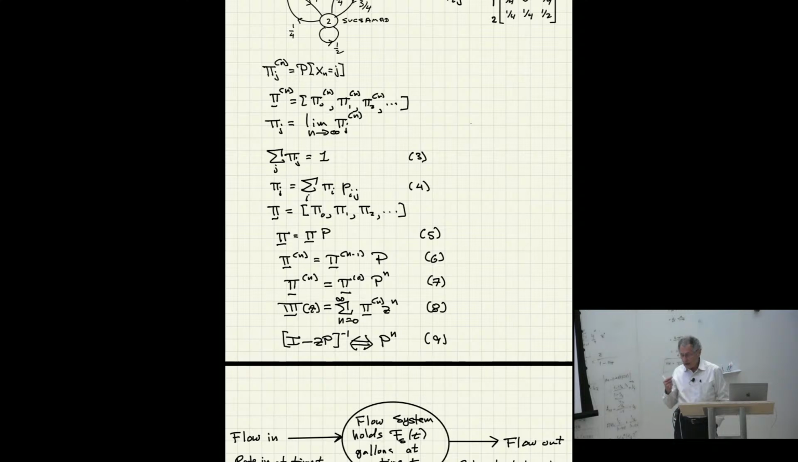And the decay rates were, in fact, the roots of the determinant. One of those roots is z equals 1, which leads to the equilibrium distribution. 1 to the n doesn't decay. Alpha to the n, where alpha is less than 1, does decay. And the rate at which the system decays was related to the product of the eigenvalues of that matrix. Okay, so that's where we were.